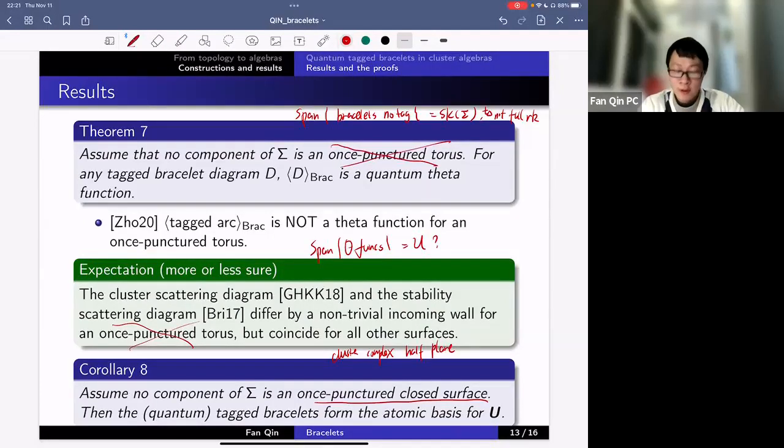So for one punctured closed surface, I'm not sure. We do not have counterexamples, but for the moment, I don't think our tools or our knowledge is enough to treat the one punctured closed surface atomically. Okay, thank you.